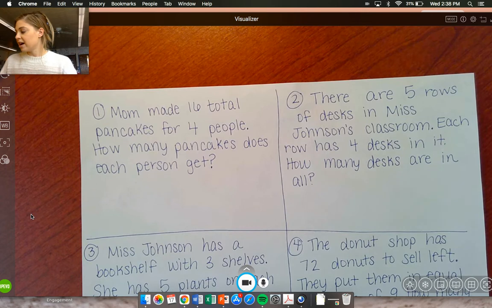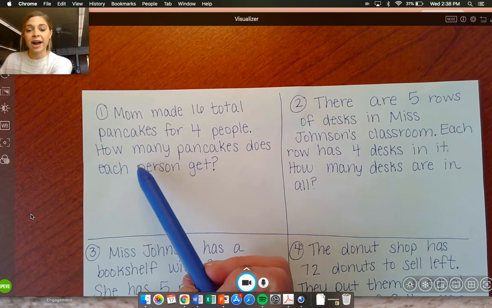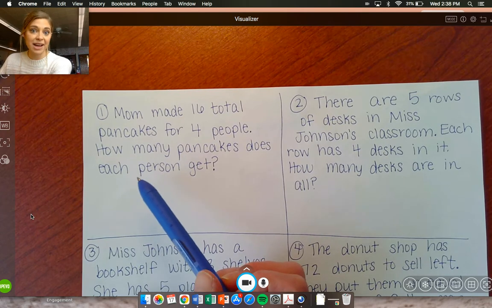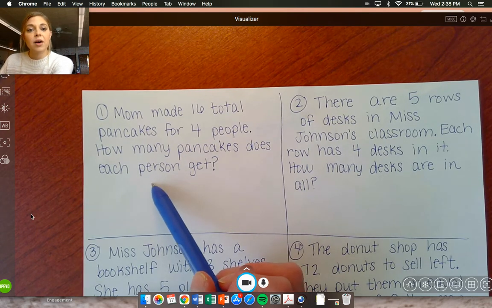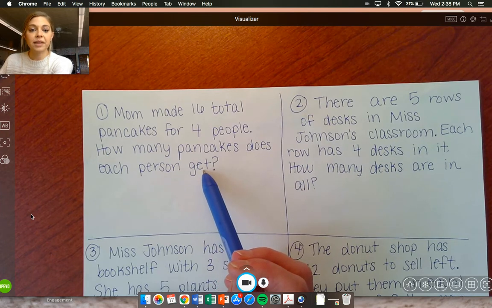All right, we are looking at number 1 here. You don't really need to get anything out. You don't have to write this down. All I want you to do is pay attention and follow along. Mom made 16 total pancakes for 4 people. How many pancakes does each person get?